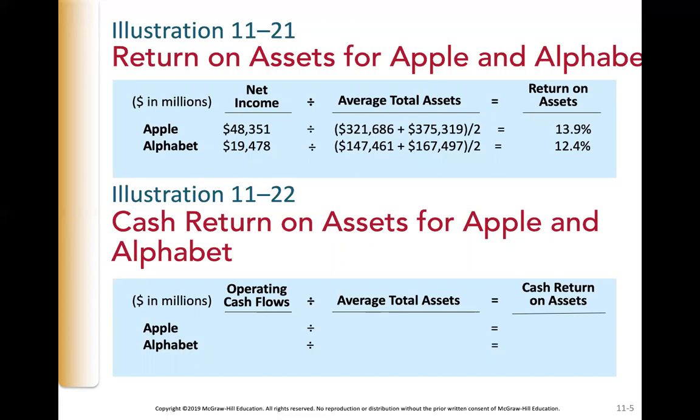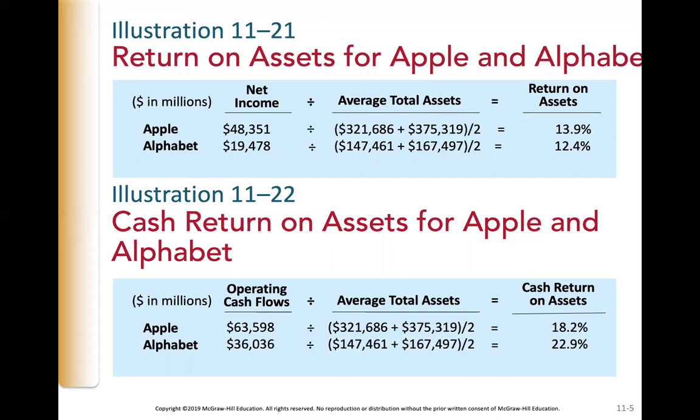We can then calculate a cash return on assets. We can gain additional insights by looking at the operating cash flows instead of net income. So operating cash flows divided by average total assets, we see the cash return on assets of Apple is 18.2, and the cash return on Alphabet is 22.9.